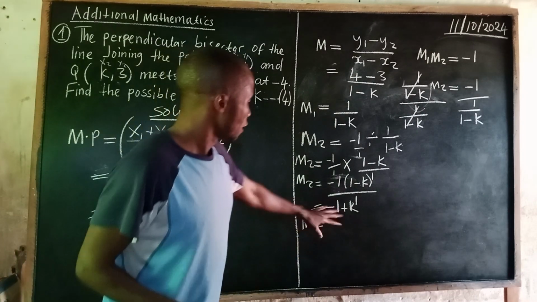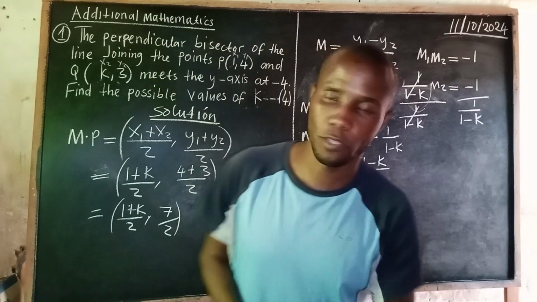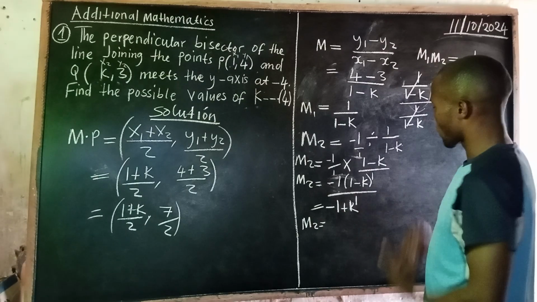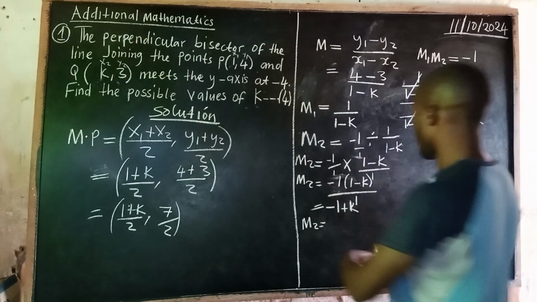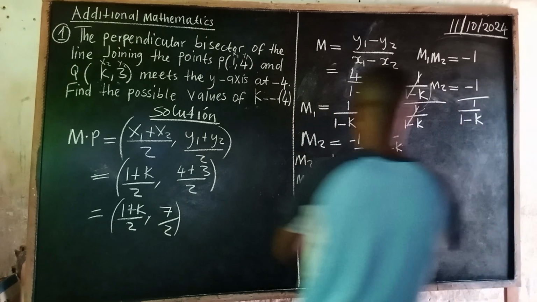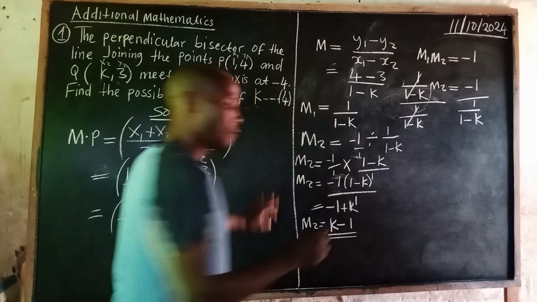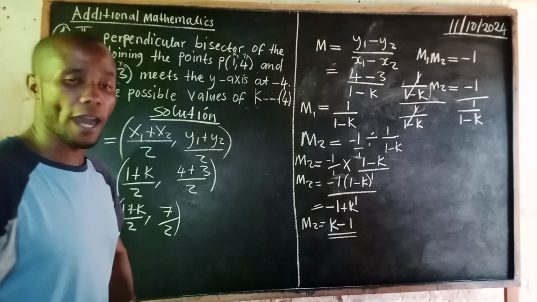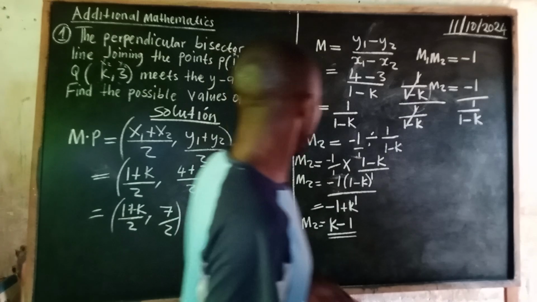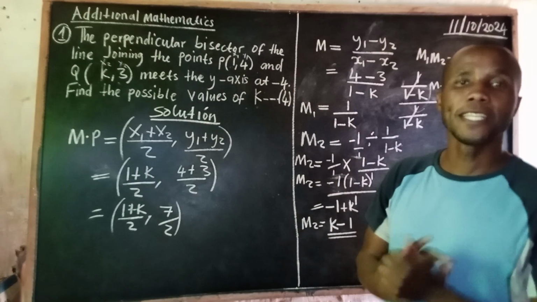So M2 is equal to, remember, mathematically, we always respect the positive sign. So here we are going to start with K because K is the positive one. Then this -1 is a negative. We'll just put it here with its sign, okay? And therefore, this is going to be our gradient, okay?